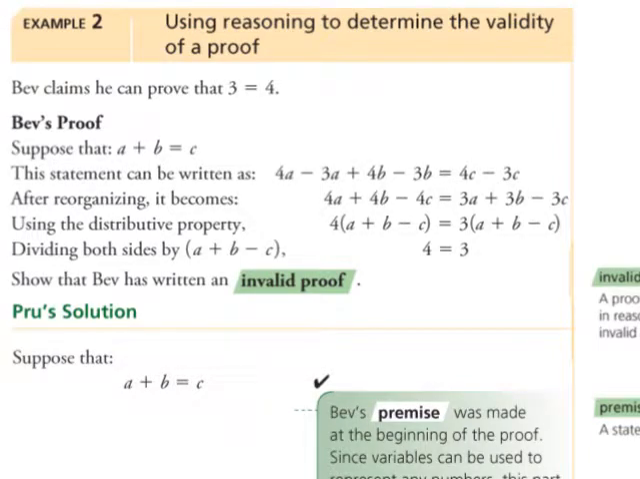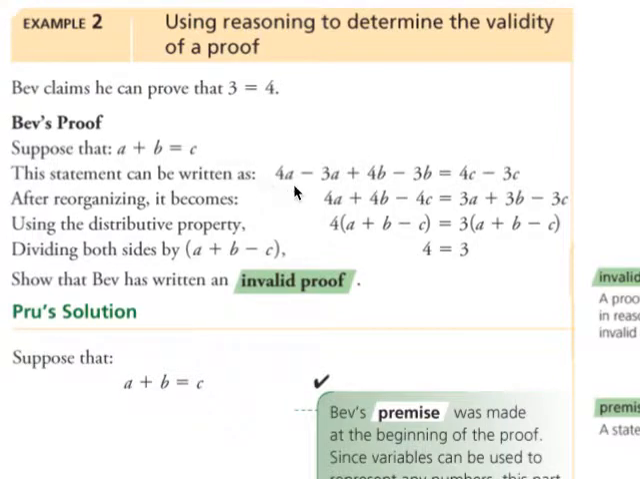In this example, we're using reasoning to determine the validity of a proof. So Bev is claiming that he can prove that 3 equals 4. And Bev starts with A plus B equals C. And that's what's called a premise, and we assume that that is true.